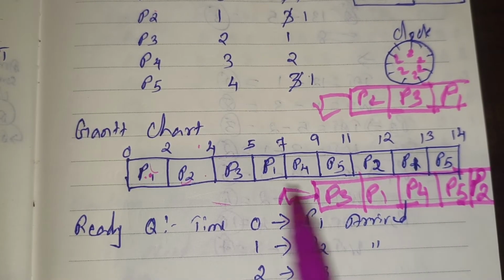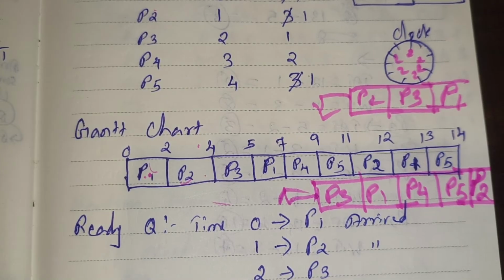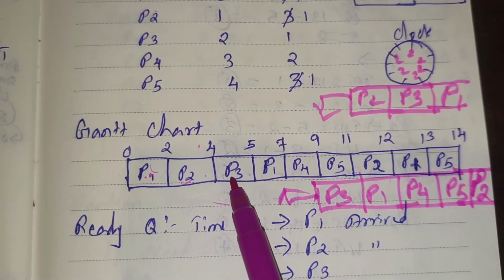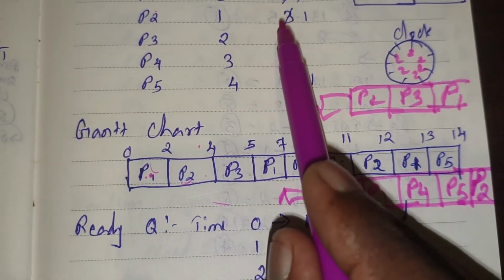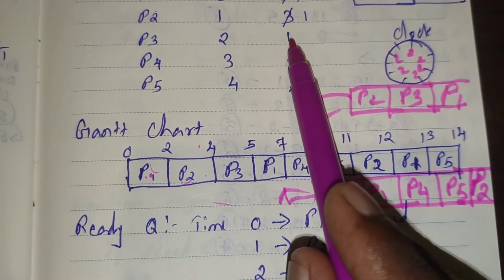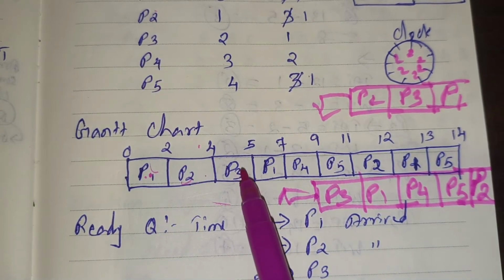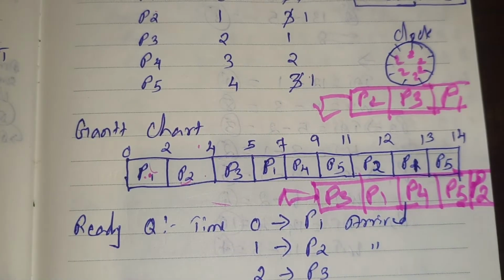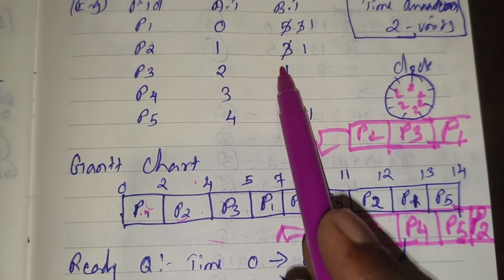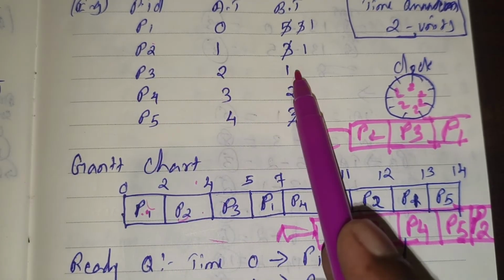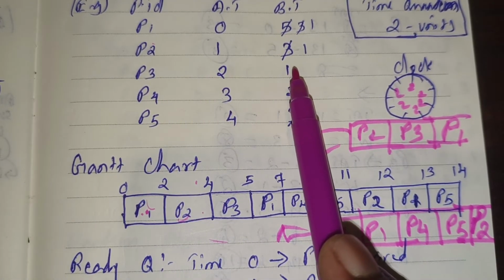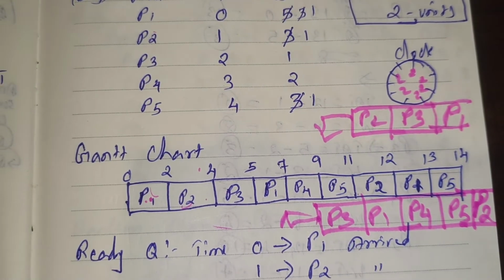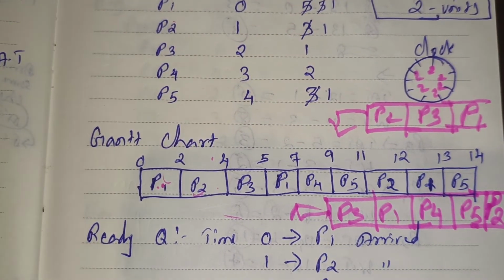Based on this ready queue only, this Gantt chart has been done. Right? Now see, after this P2, P3 is coming inside. What is the burst time for P3? Only 1. It doesn't mean that P3 has to stay inside for 2 seconds. No. If the burst time is less than the time quantum, which is 2 here, then whenever it completes its task it will never reside inside the CPU. No process will be idle inside the CPU, right? So the CPU will make the process exit.